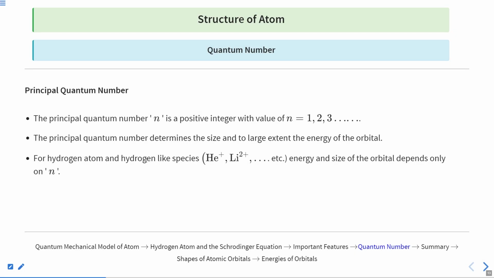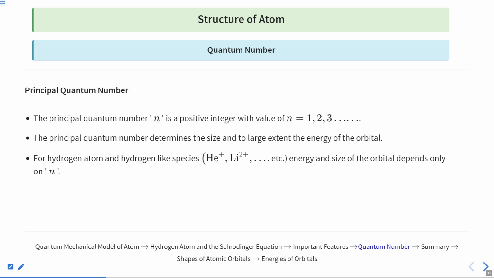So, in the previous class we have studied the quantum numbers. We'll get a quick revision of that so that we can focus on today's class, which is mainly focusing upon the shapes of atomic orbitals plus the energies of the orbitals, right? Yesterday we saw four types of quantum numbers.